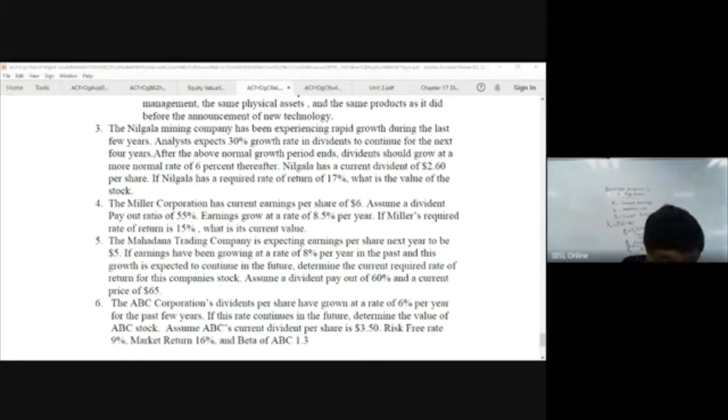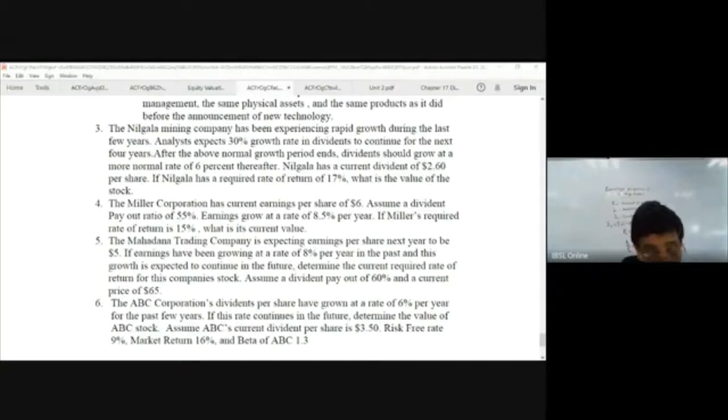Now look at the question. They have not given the retention ratio, they have given the payout ratio. What do you mean by payout ratio? So you need to calculate the dividends by looking at the earnings. Earnings 6 you have. Then in order to get the dividends, you have to multiply with the payout ratio. 6 into 55% is 0.55. 6 into 0.55 comes as 3.3. And that is the amount of dividends.